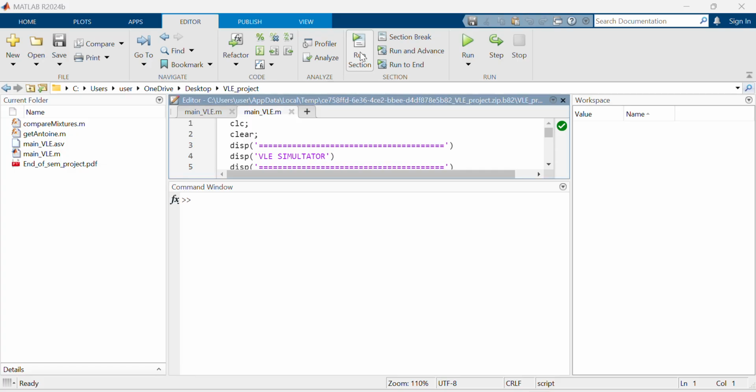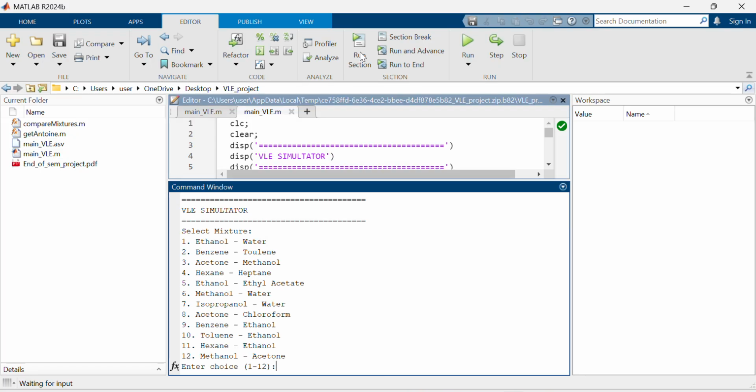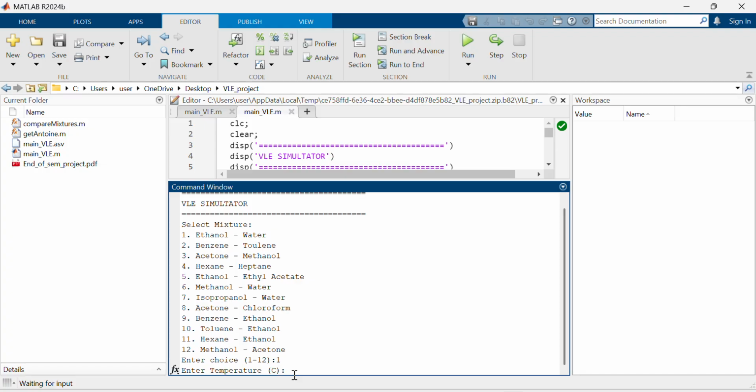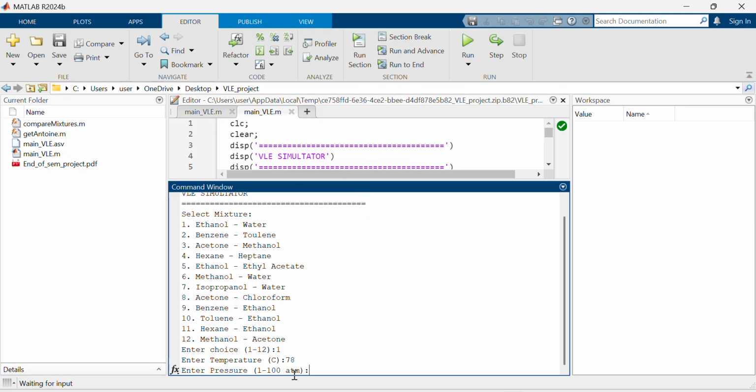So we will start by running our code. After running it, we have a couple of binary mixtures here, so we will select one of them. First, we are starting with the first mixture, which is ethanol and water. Now, at what temperature? We know that ethanol boils at 78 degrees. So we will take 78 degrees Celsius as our temperature at a pressure of 1 atm.